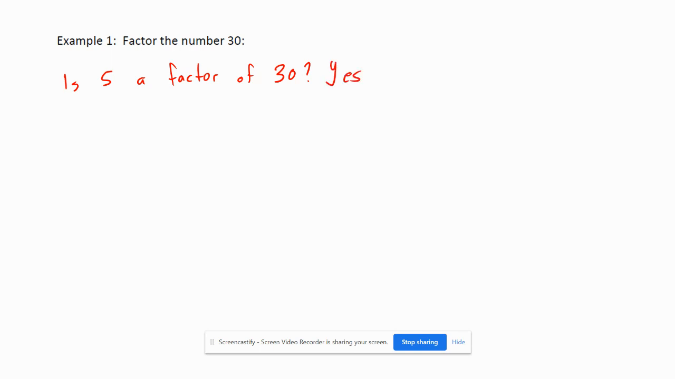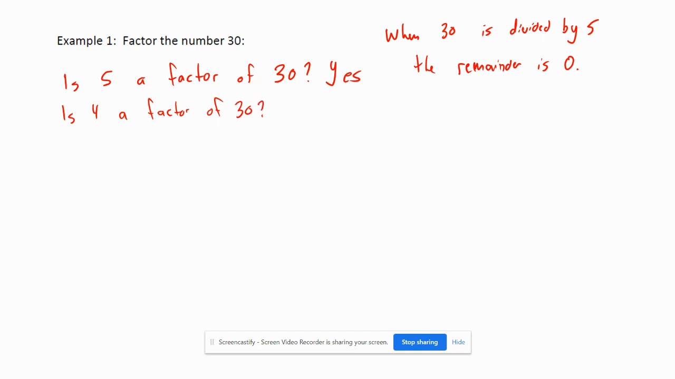Looking at this in a bit more detail, when 30 is divided by 5, the remainder is 0. 30 divided by 5 equals 6. That means the quotient is 6, but the remainder is 0. If I say, is 4 a factor of 30? If you think about that for a sec, hopefully the answer is no. When 30 is divided by 4, we get 7 with a remainder of 2.